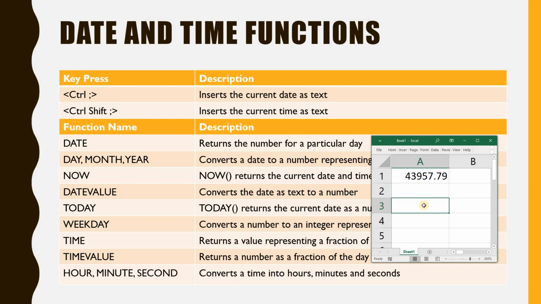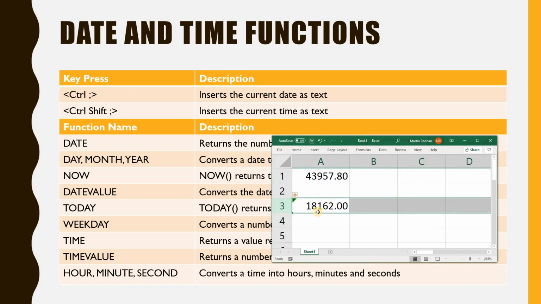Next, let's look at date value. Date value converts the date as text to a number. So here's an example. Equals date value, open brackets, and then we're going to put the text in for the date. So let's put in quotes 21st Sept 49. We make this a little bigger so you can see this. And we get the date value as being 18162.